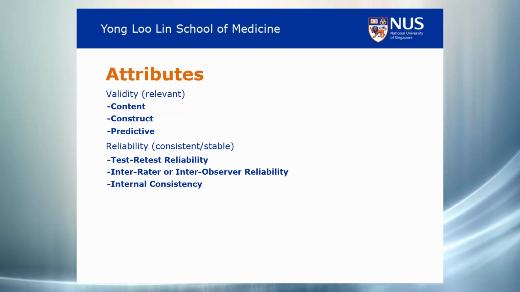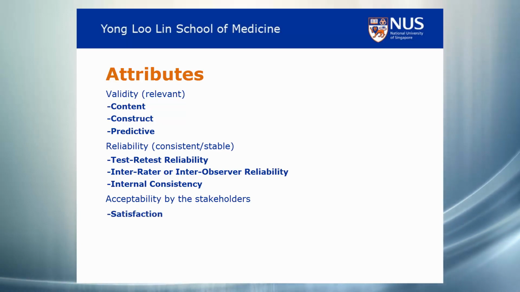Not only are these important when we look at the principles of psychometrics in our assessment processes, but also what is important is acceptability by the stakeholders. Are the stakeholders satisfied with the assessment process? Do they think that it is fair? So looking into this is also extremely important.